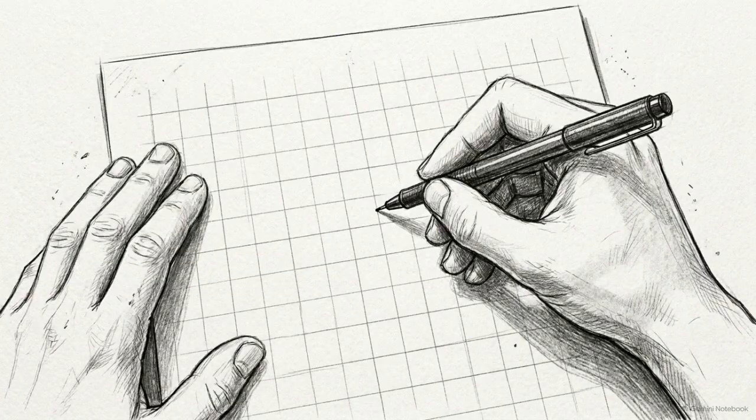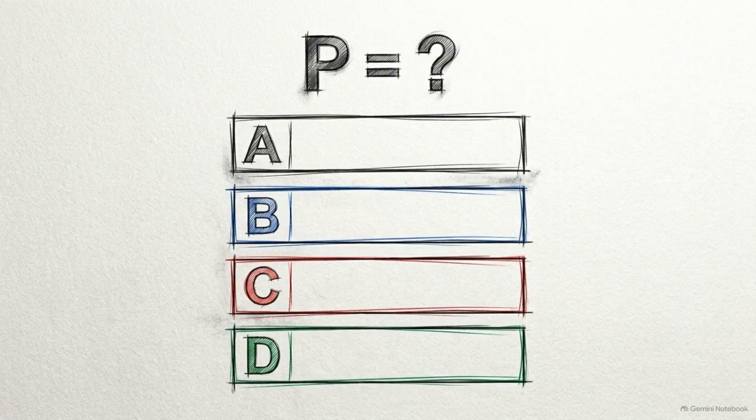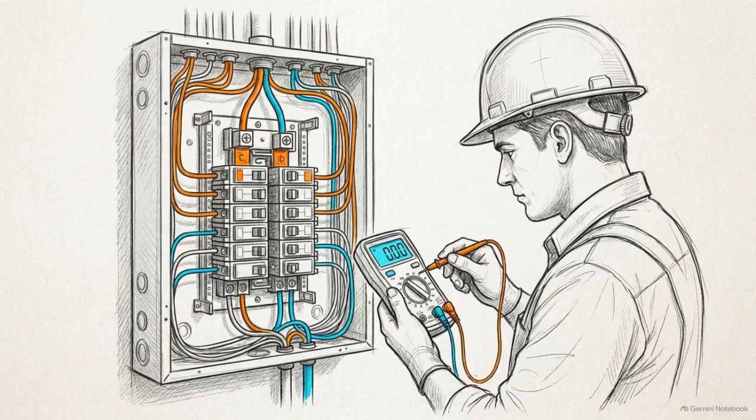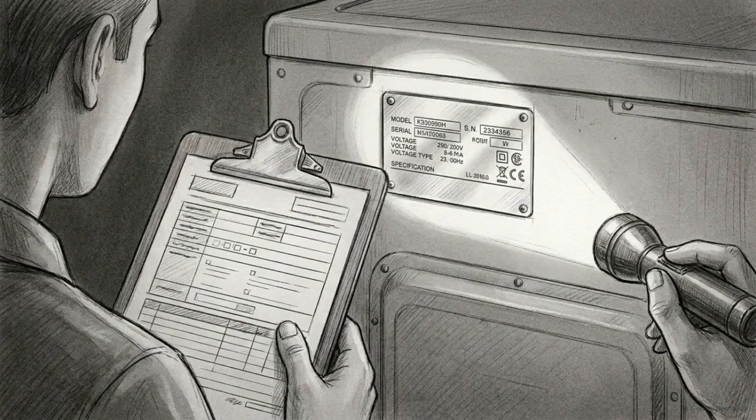Let's apply these steps to a new scenario to verify the calculation. Suppose you have a load with a voltage of 200 volts and a current of 5 amps. What is the resulting power? Your choices are 40, 200, 1,000, or 5,000 watts. By multiplying the 200 volts by the 5 amps, the result is 1,000. Arriving at 1,000 watts confirms you can correctly identify and calculate the power consumption of a standard circuit.